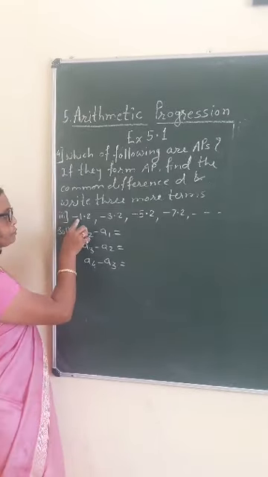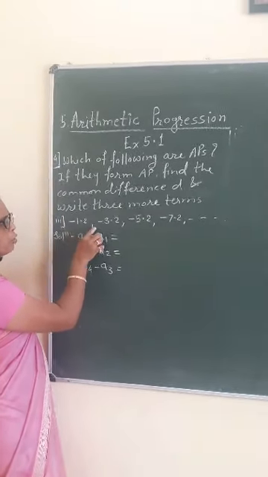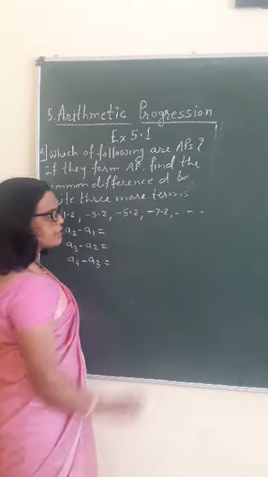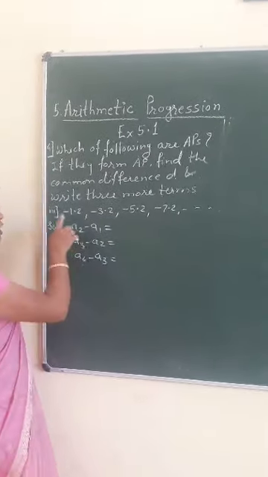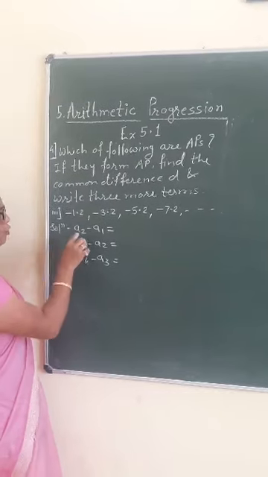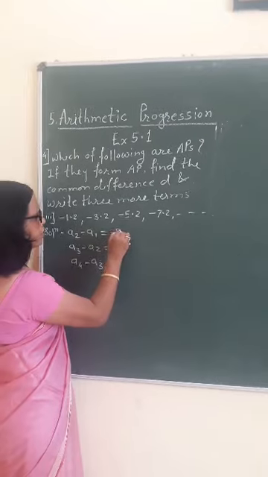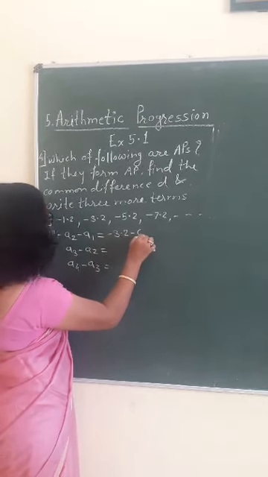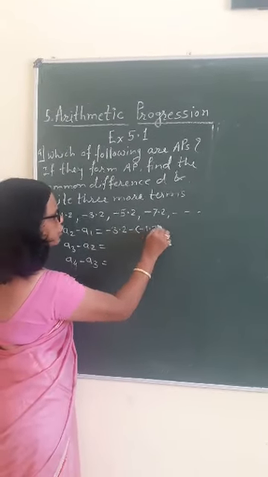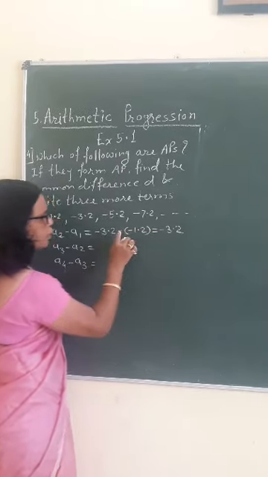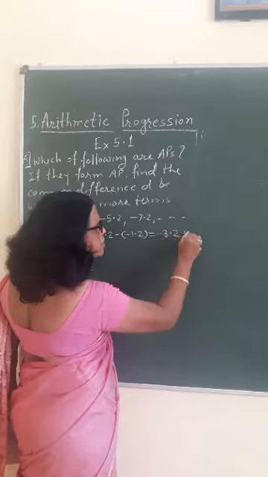Third problem: minus 1 by 2, comma, minus 3 by 2, comma, minus 5 by 2, comma, minus 7 by 2, dot, dot, dot. Here again we have to check if it is going to form an AP. Again what we will find? A2 minus A1. What is A2? Minus 3 by 2, minus, in the bracket, minus 1 by 2. Okay, so what we will get? Minus 3 by 2, minus into minus is a plus 1 by 2.